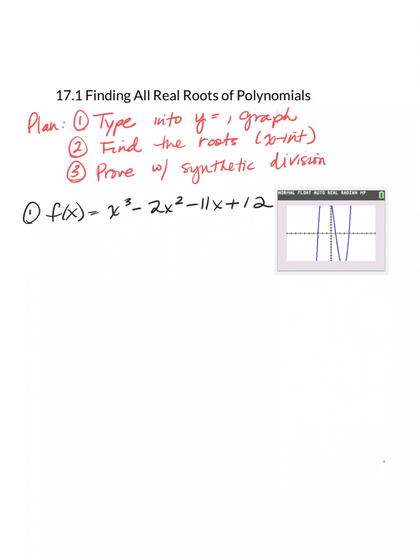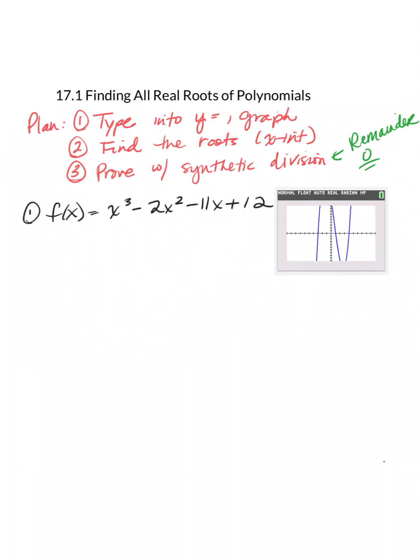We're going to look at our graph to find the roots, because remember, roots are just the x-intercepts. Where is it crossing the x-axis? And then we're going to prove that they're roots with synthetic division. Now, how do we know if they're roots? Well, because there will be a remainder of 0 or no remainder. That's how we prove it. So today you're going to graph, and we're going to use what we see in our graph to help us do synthetic division.